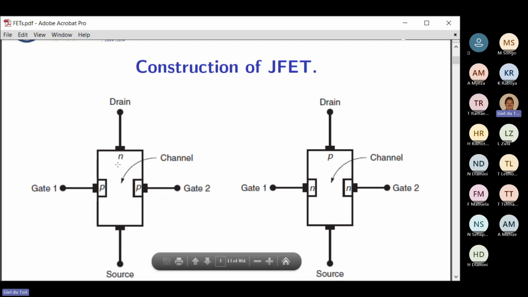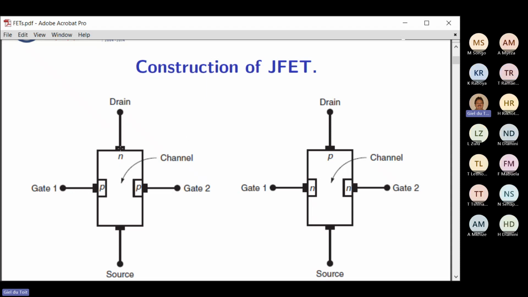Now, on the left, there's an N here, and we call it the N channel. It's a channel between the gate 1 P and the gate 2 P. So that channel goes from the drain to the source. On the right-hand side, there's a P-channel FET. I'll show you now the electronic symbols for a FET too. This P-channel FET has got a positive channel, while the N-channel has got a negative channel.